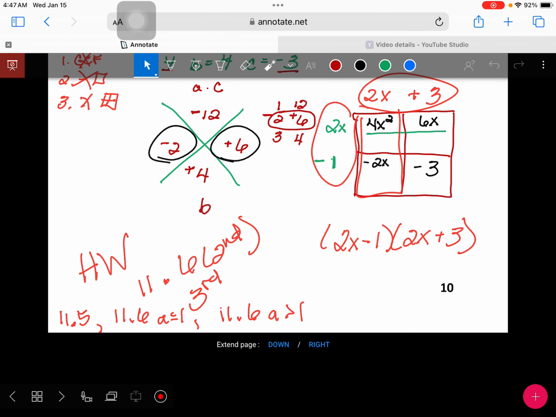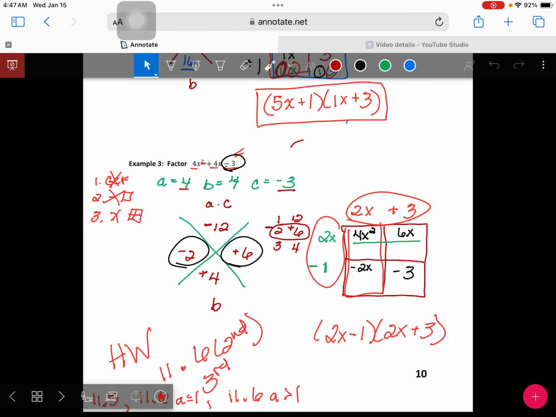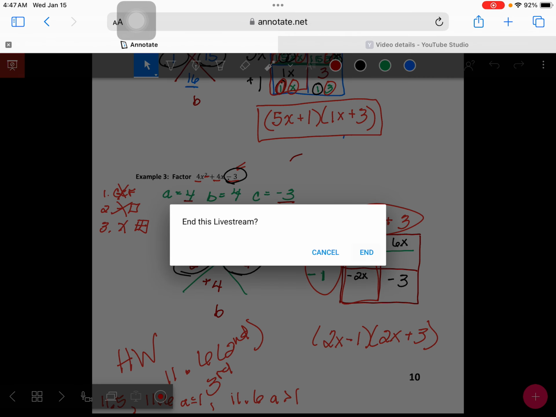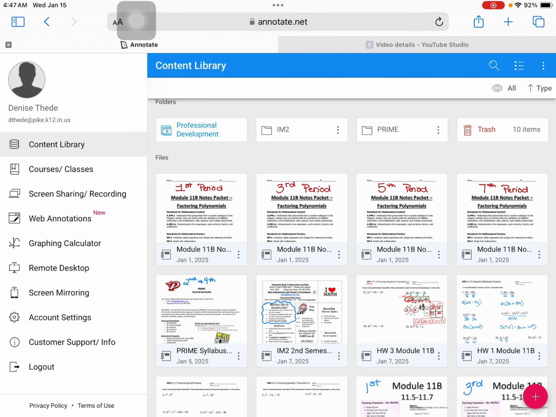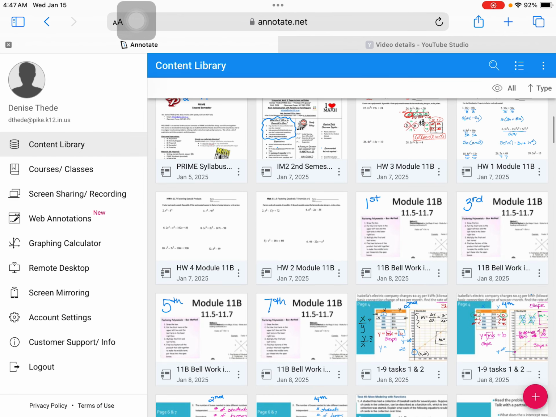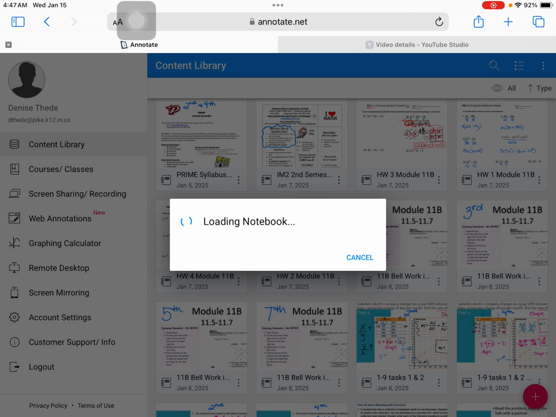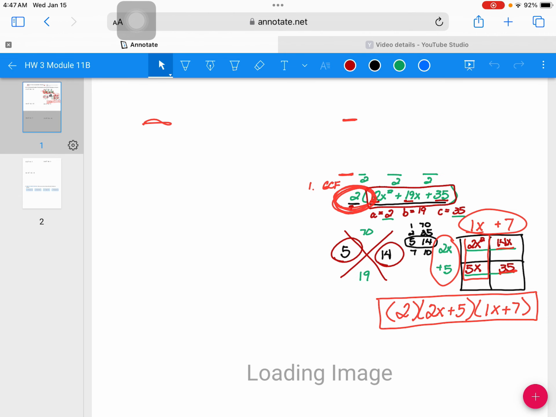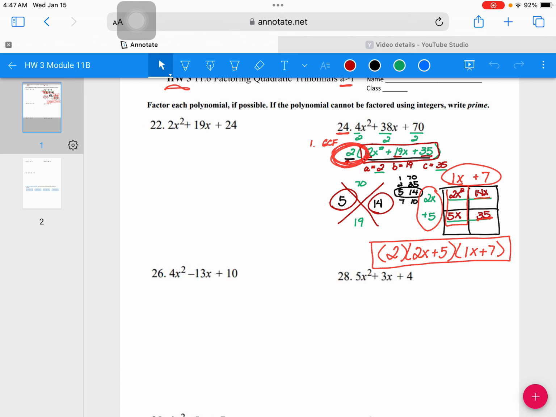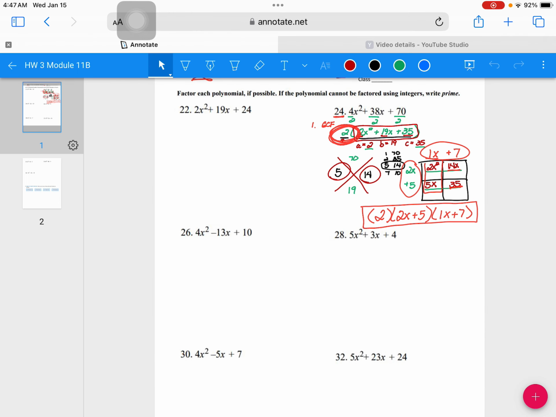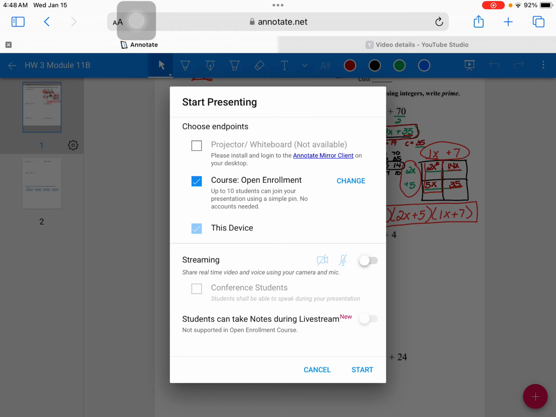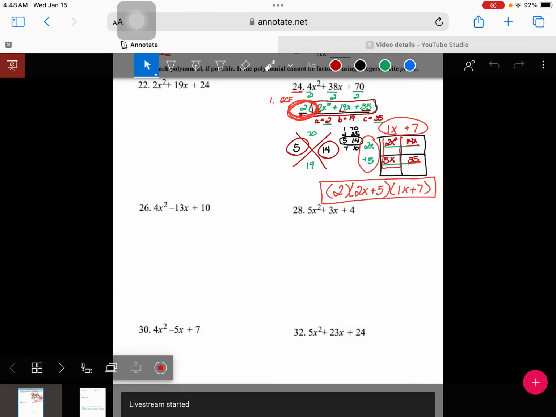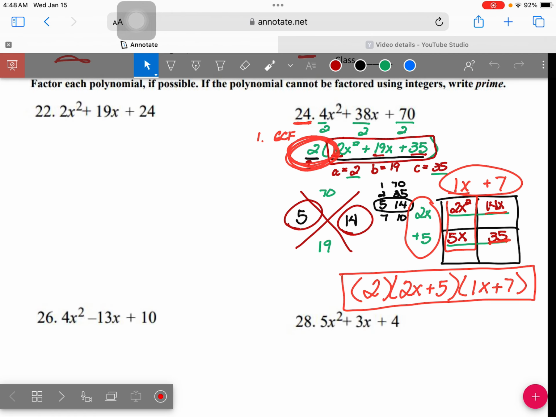So let's take a look at your homework. This is homework number 3. And if you have been paying attention, I did do problem number 24 with you because I did see that we could factor out a 2 from all of those, which makes the new trinomial a little bit simpler.